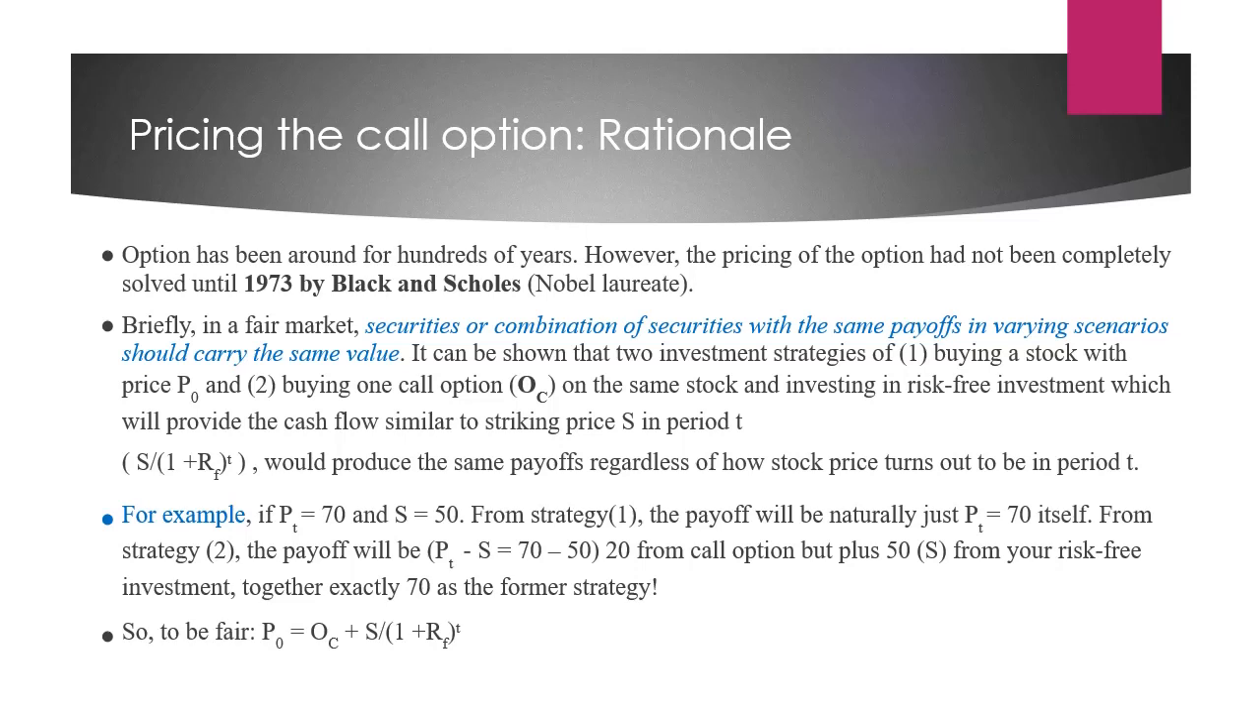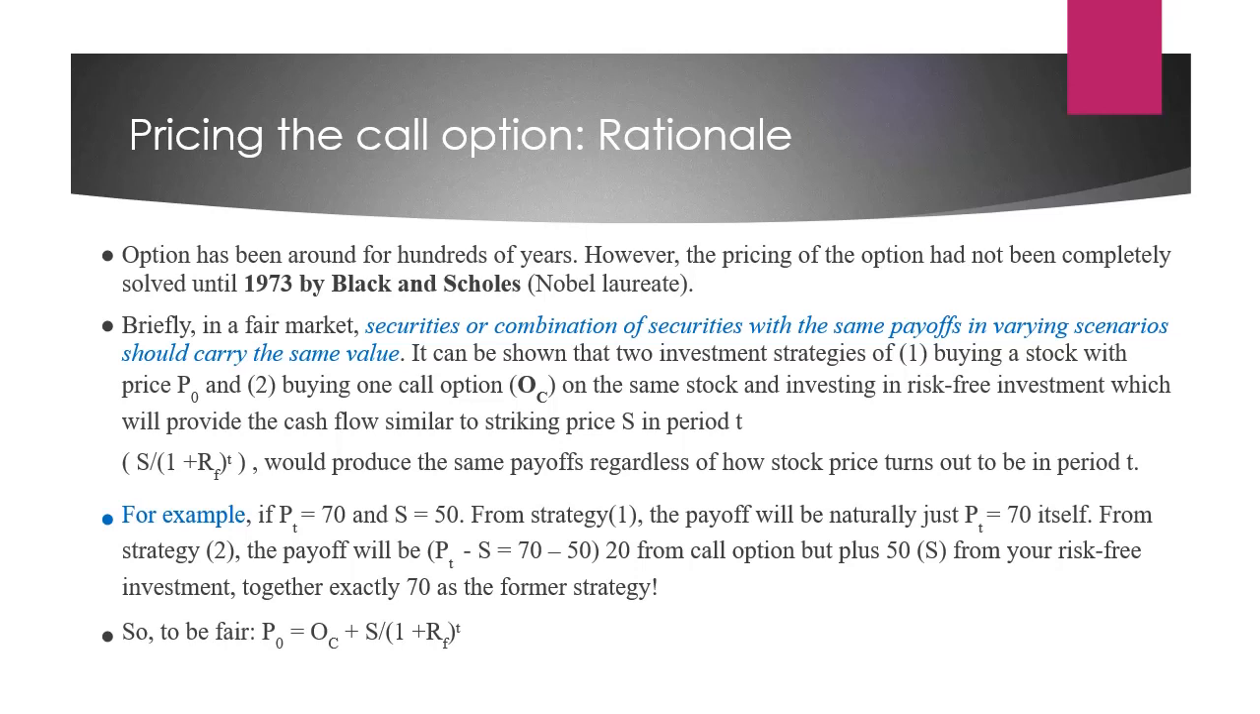It can be understood with two strategies. The first strategy is buying the stock at price P naught. The second strategy is buying one call option on the same stock and investing in a risk-free investment, which will provide cash flows similar to the strike price S in period T. So the strike price, discounted at the risk-free rate to period T, would produce the same payoffs regardless of how the price turns out to be in period T.